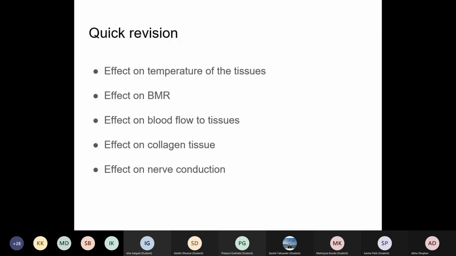So the pain impulses are going to be blocked, gated.